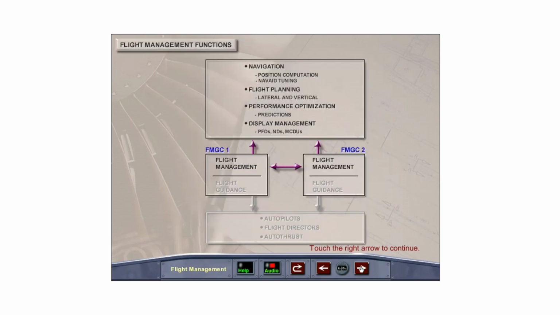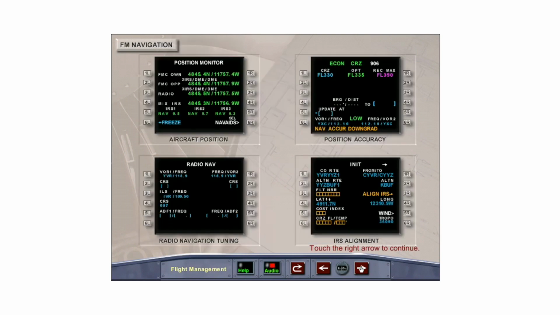The flight management section of the FMGC performs four main functions, which are navigation, flight planning, both lateral and vertical, performance optimization, including predictions, and the management of the display units. The navigation functions of the FMGC include the computation of aircraft position, the evaluation of position accuracy, the tuning of navigation radios, and the alignment of the inertial reference system.